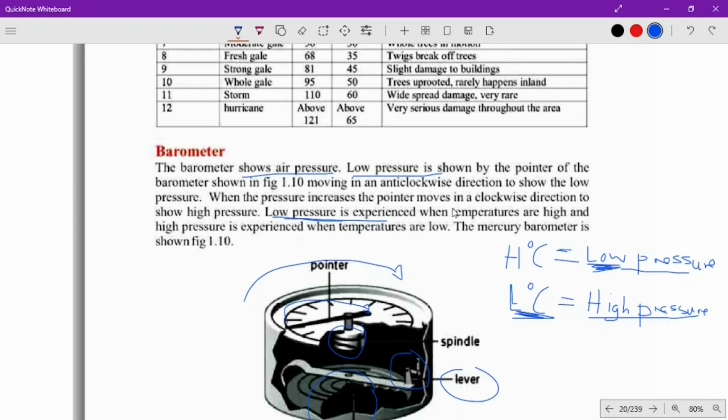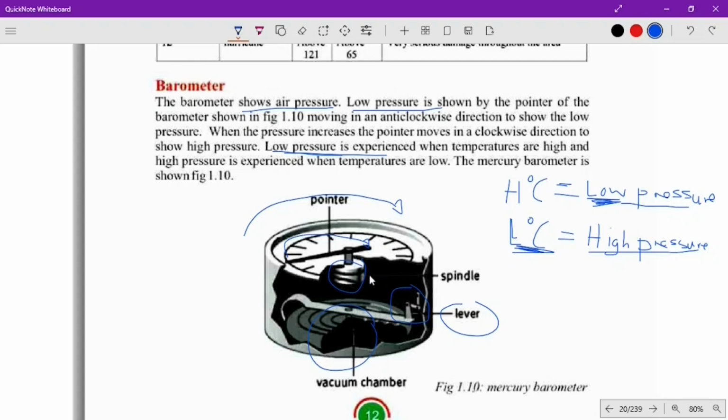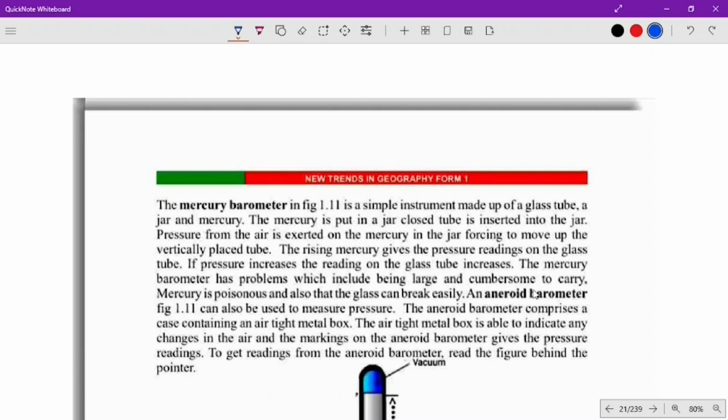So we use this barometer to measure the pressure. If you see a high pressure, it means the air is saturated. There is cold air outside. If you see a low pressure, it means temperature is very high and there is very little moisture in the air. So remember that.